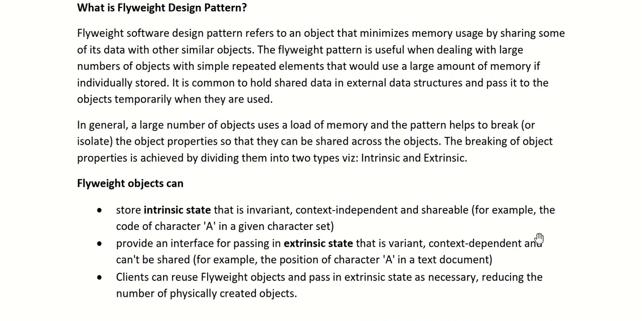For example, if you have MS Word or Acrobat Reader software like this over here, okay, the code of a character A in a given character set is always the same. You apply bold text to it, you change the color, you zoom in, zoom out, you increase its font weight, font size. Okay, but the meaning of the character A in the ASCII character set is always the same. It will be a numeric code which is not going to change. Okay, that's why it's called an intrinsic state.